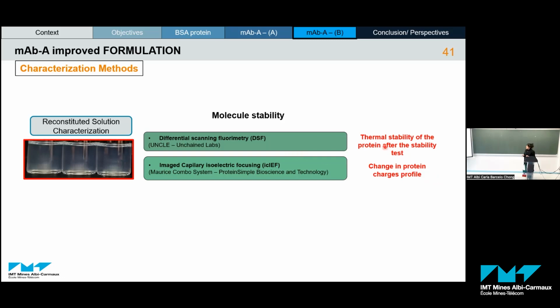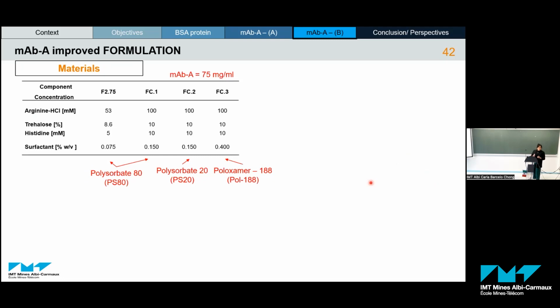Following this, we have the study of imaged capillary isoelectric focusing, which measures the change in the charge of the protein. The charge of a protein depends mainly on its structure that, as we mentioned before, is affected when encountering stresses. The materials used for the improved formulation are 4 different formulations.